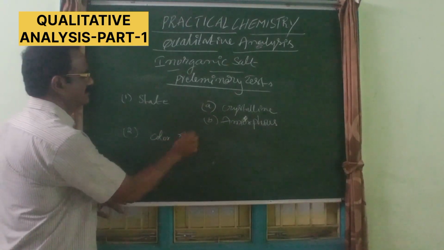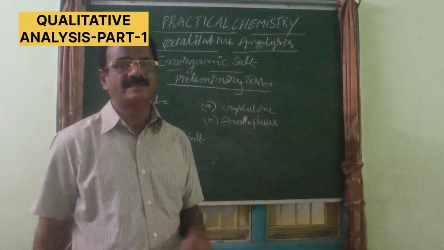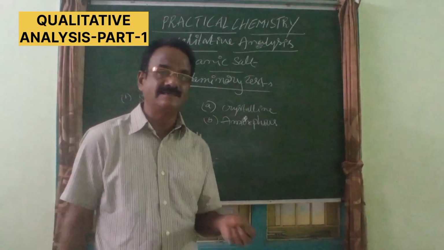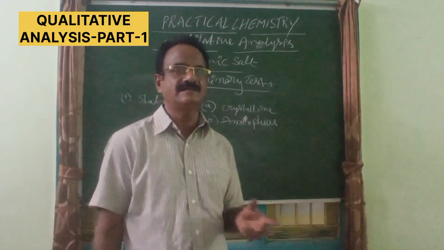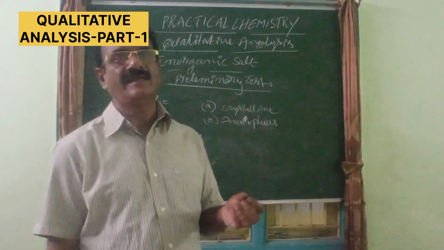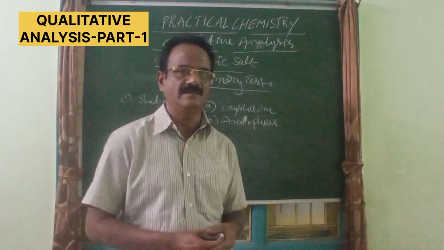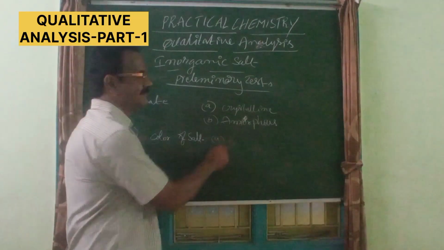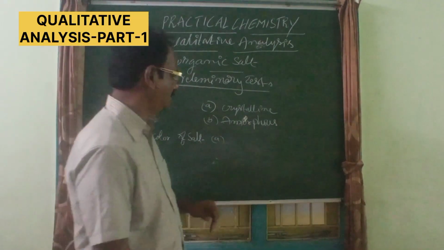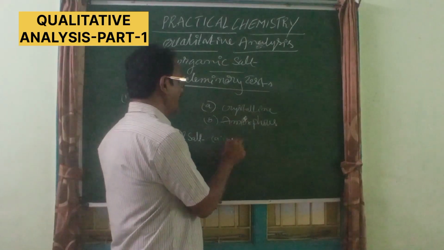Color of salt. Here you know that there are several colors in nature, but only some inorganic salts have colors, because they contain ions which can produce color due to electronic transition. Is it clear? Let us see the probable colors given to students in the colleges. Here, white.